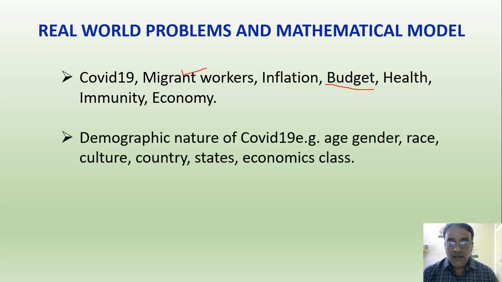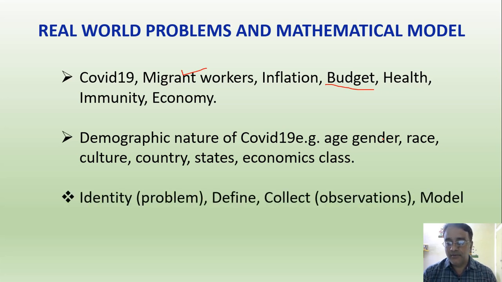And the demographic nature of COVID-19 we can also study with the help of some graphical representation, like age, gender, race, culture, country, states, economic classes. So what we will do: first we will identify the problem, then we will define it, then we'll collect the observations, then we'll build the model. Representing the model means we'll represent it in a graph or in some other format.